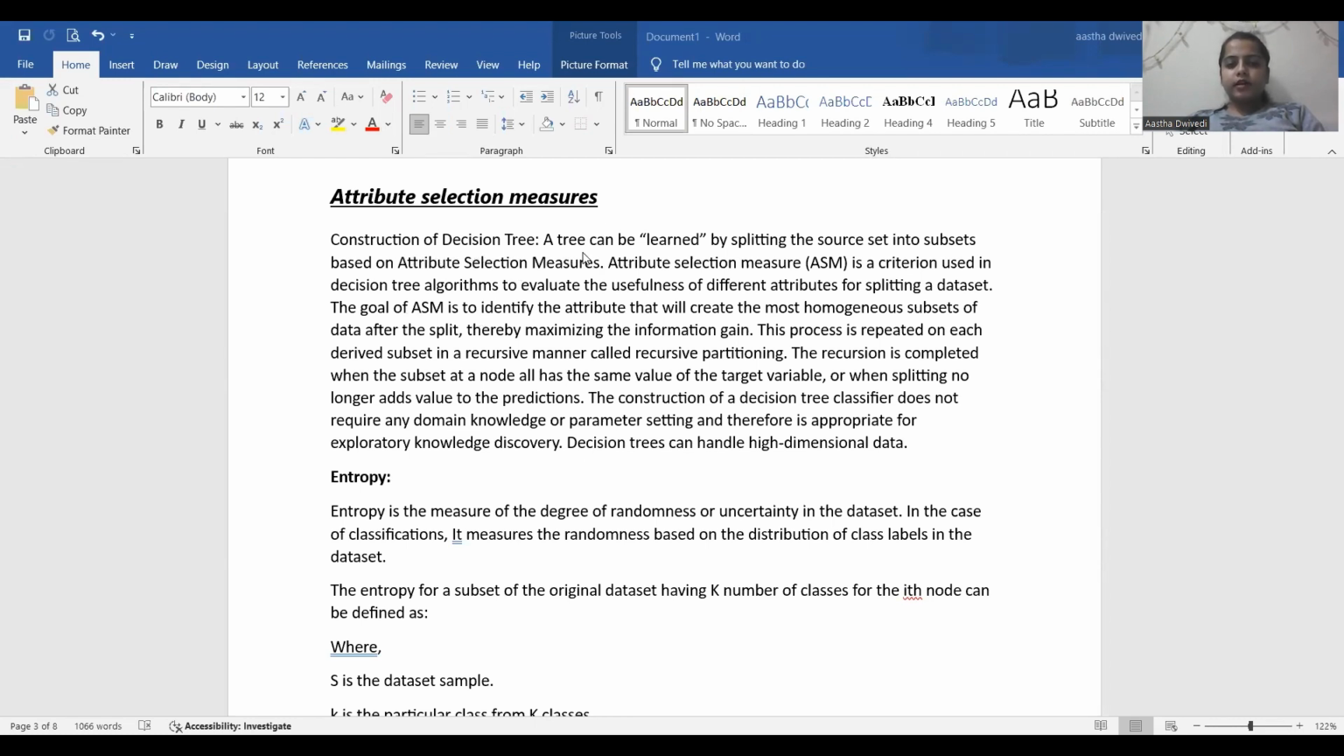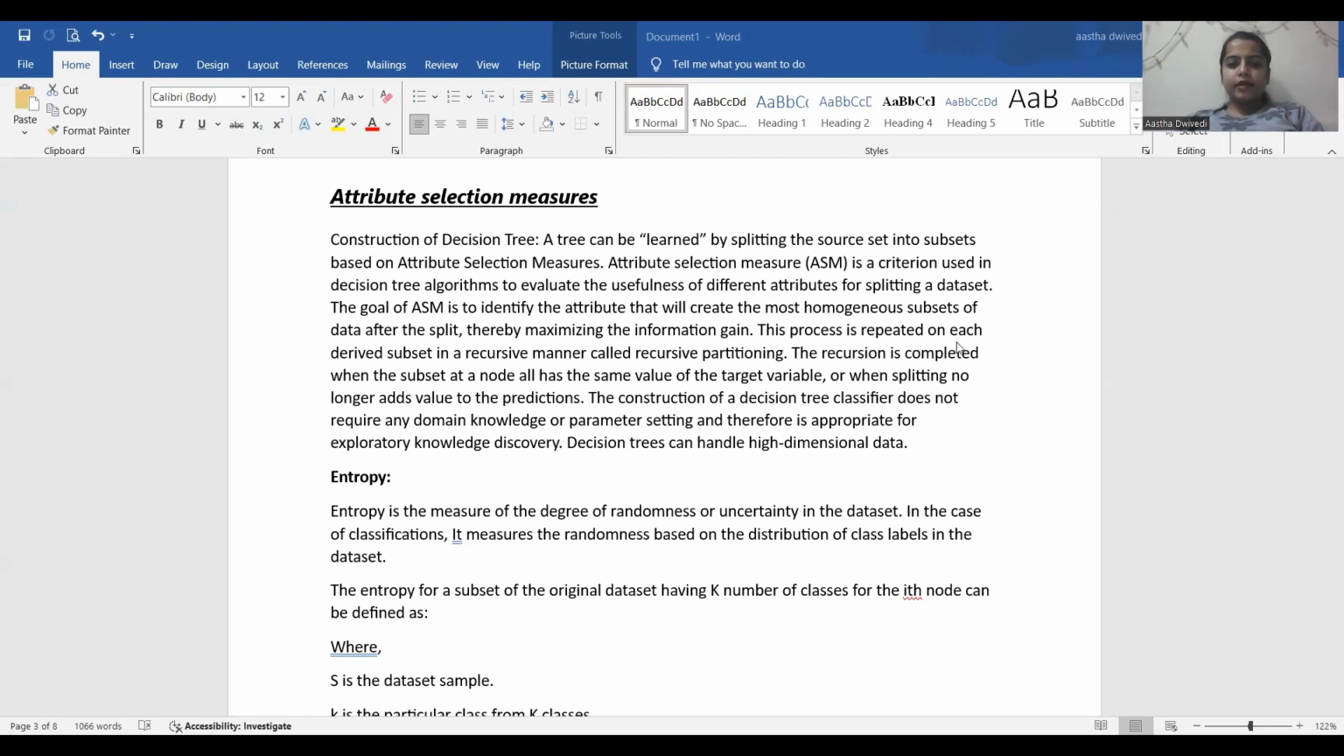Construction of a decision tree: a tree can be learned by splitting the source set into subsets based on an attribute selection measure. An attribute selection measure is a criterion used in decision tree algorithms to evaluate the usefulness of different attributes for splitting a dataset. The goal of ASM is to identify the attribute that will create the most homogeneous subsets of data after the split, thereby maximizing the information gain.